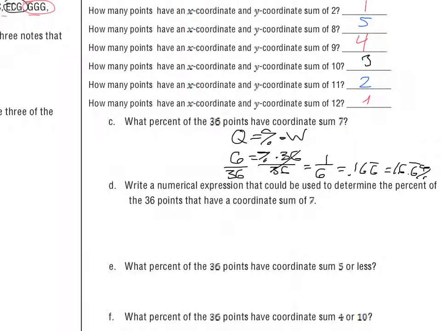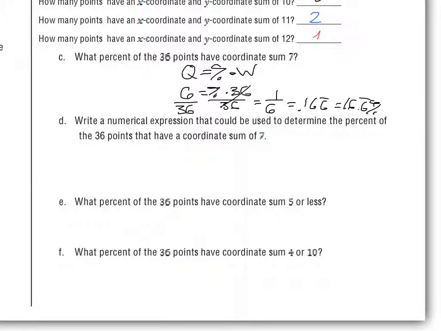Write a numerical expression that could be used to determine the percent of 36 points that have a combination sum of 7. So that means it's actually not asking us to solve, where quantity is equal to percent times whole. Our numerical expression is just what we wrote over here, which was the equation.